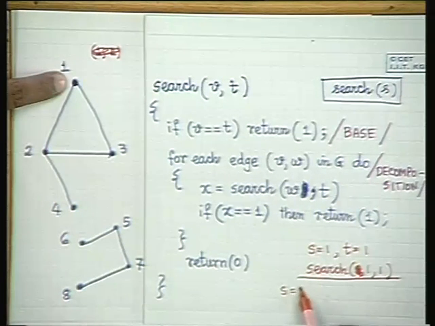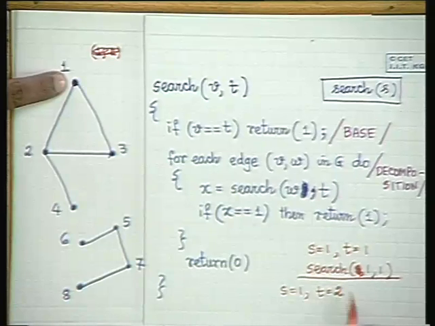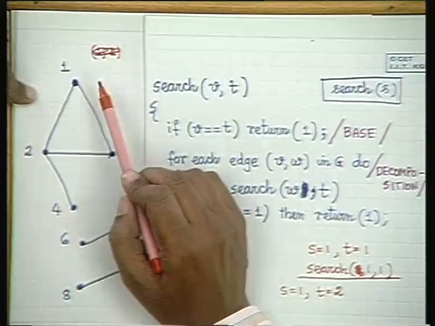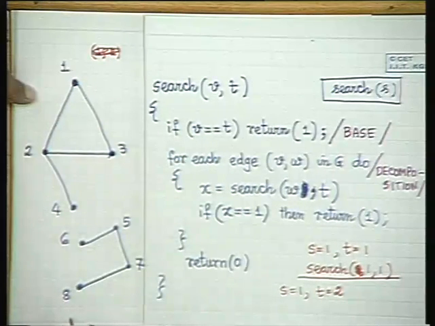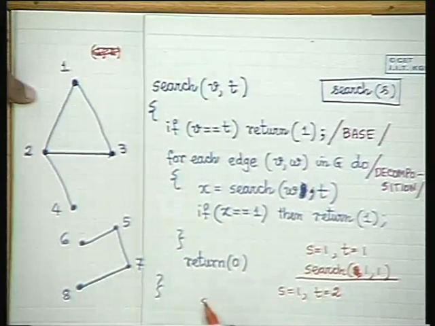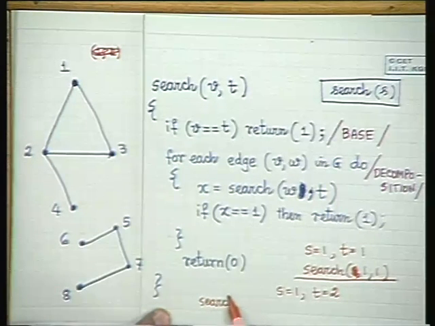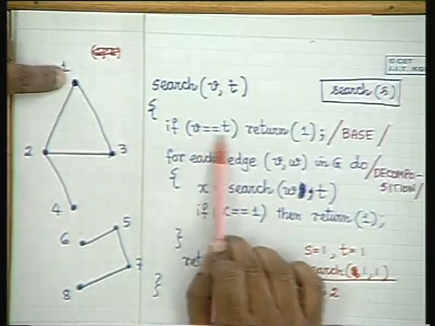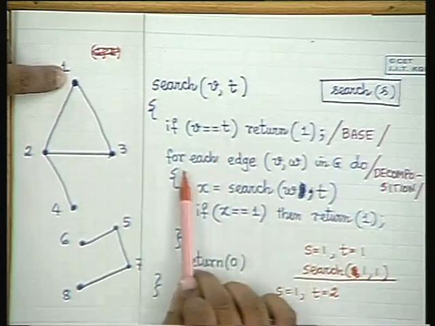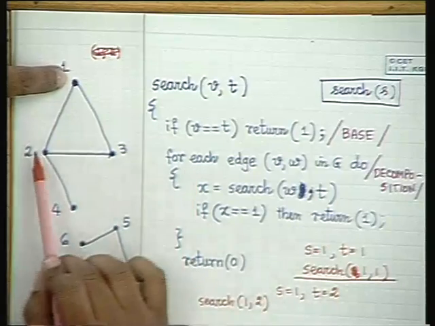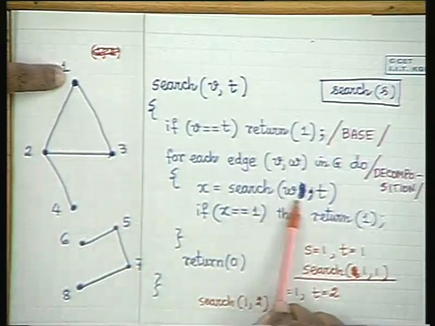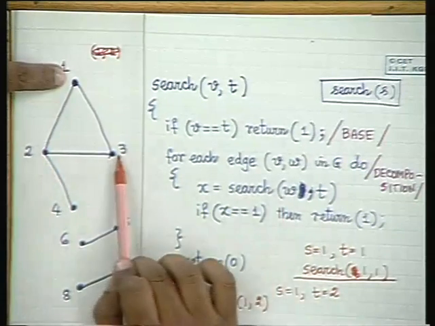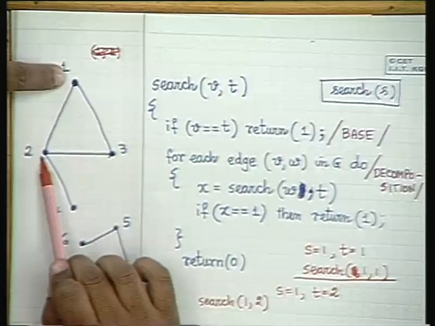Suppose I give S equal to 1 and T equal to 2. Then you will call it with search 1, 2. You will come here, search 1, 2. 1 is not equal to 2. So for each edge, now suppose we start with this edge, 2 first and 3 second. So let us start here, you will call it here.